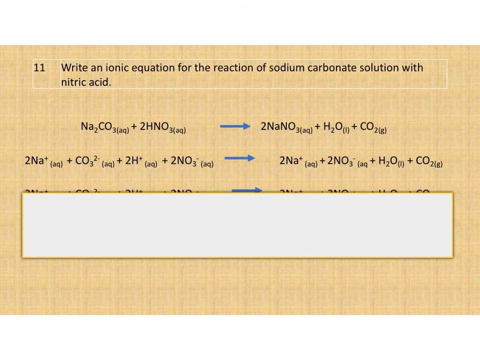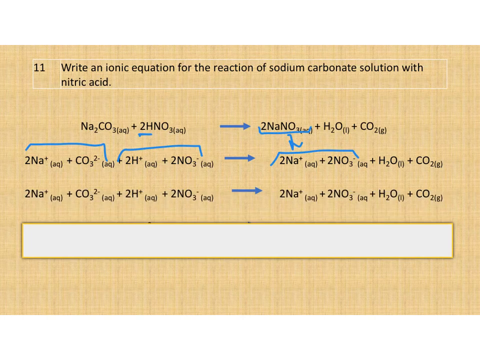So the sodium carbonate is going to become 2Na plus and CO3 2 minus. Nitric acid, like so, remembering the 2 means I've got 2H pluses and 2 nitrates. The same goes for sodium nitrate there to give me those ions, and the water and carbon dioxide I cannot break down. So we'll repeat that and I'll cancel.